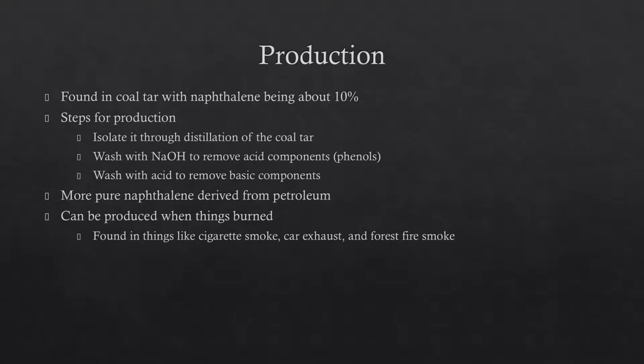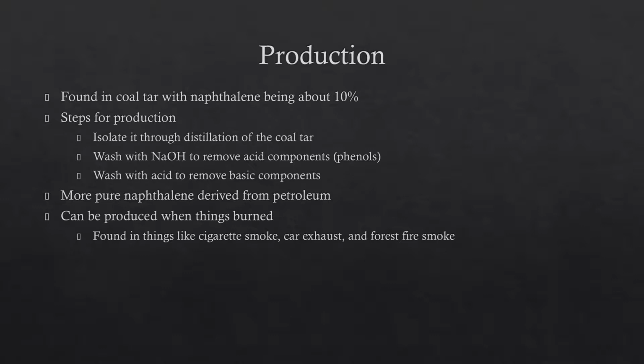Naphthalene is normally extracted from coal tar. Coal tar is approximately 10% naphthalene by weight, and it's fairly easy to extract the naphthalene. The first step is to isolate naphthalene using distillation. After distillation, naphthalene is still mixed in with some acidic and basic components of coal tar. The next step is to wash the distillate with sodium hydroxide to remove the acidic components. Those acidic components are mostly phenols. The last step is to wash the distillate with sulfuric acid to remove the basic components. The crude naphthalene is about 95% naphthalene by weight.